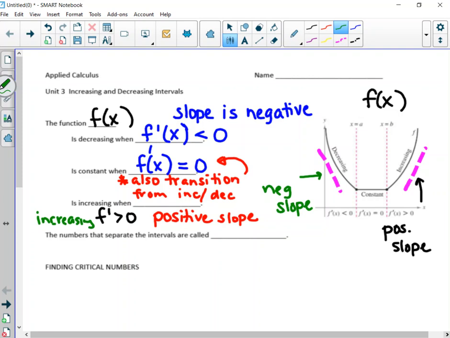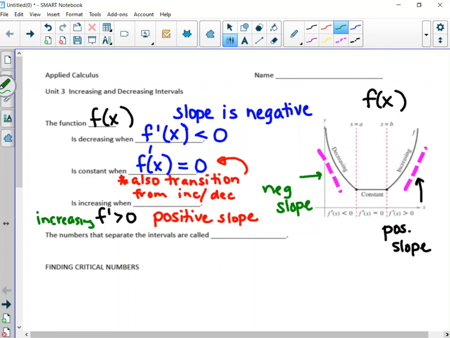Basically, we identified this exact same thing with velocity. Velocity increasing when acceleration, its derivative, is positive. Velocity decreasing when its derivative, acceleration, is negative. Velocity constant when its acceleration is 0.